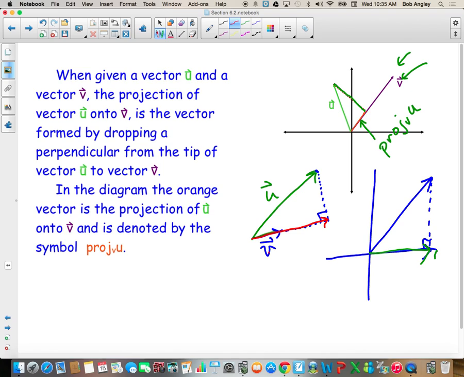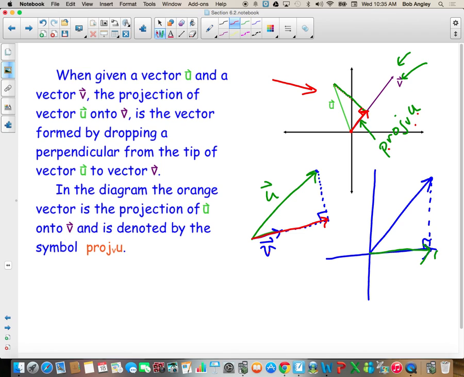That can happen. But I think what happens more commonly is what's depicted in this drawing, where the projection is somewhat less than the original vector. Anyway, you just need to know that when we project, we drop a perpendicular from the end of a vector down to the vector we're projecting it on, and then whatever goes from the origin out to that point where the perpendicular drops is called the projection of u onto v.